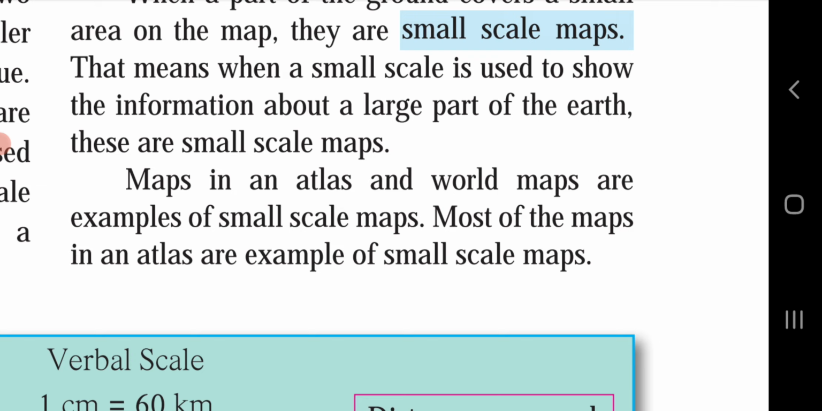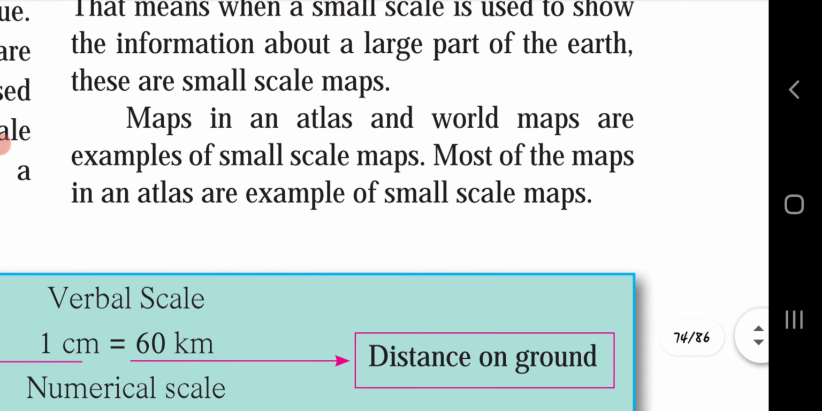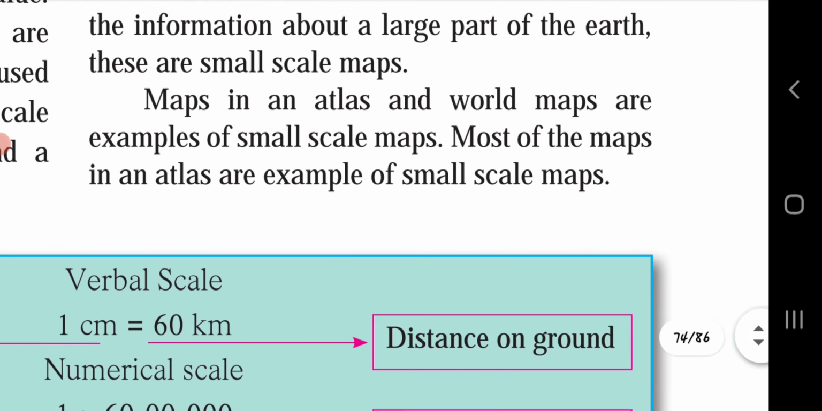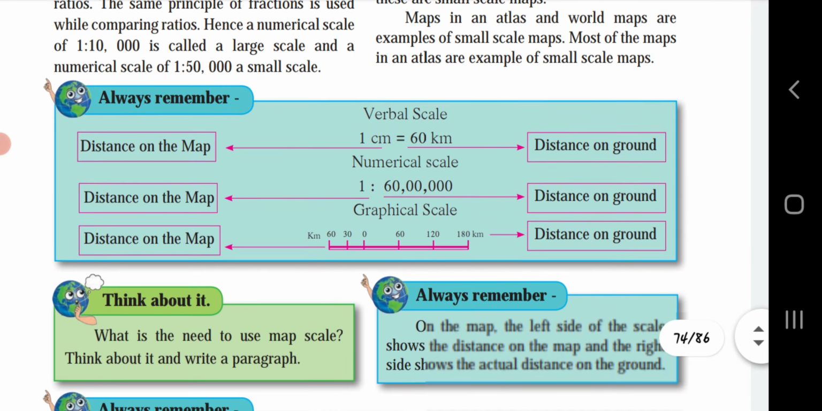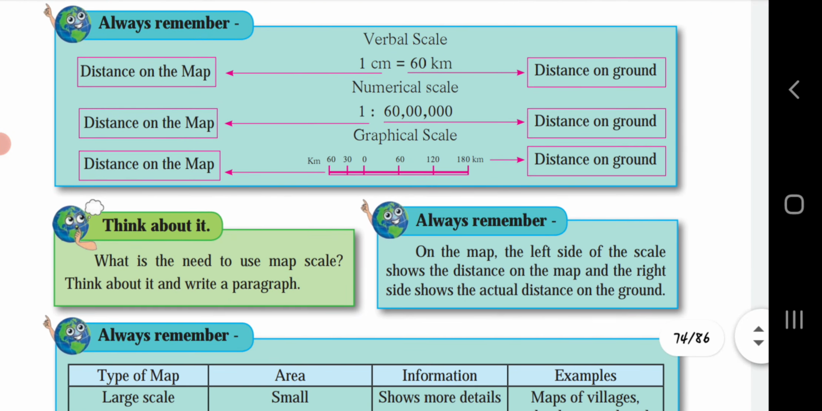So this type of maps, we can draw by using the numerical way. Most of the maps in an atlas are examples of small scale maps. Always remember, distance on the map, that is verbal scale, 1 centimeter equals 60 kilometer. That is distance on ground. Numerical scale, 1 centimeter equals 60 kilometer, already given.